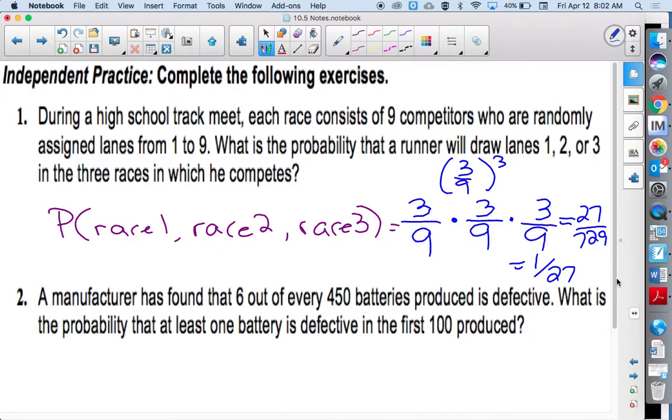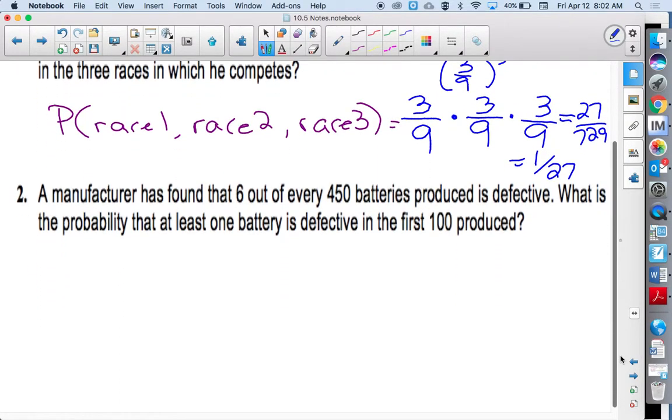Looking at the next one, this is going to be similar to the at least once. This one isn't as detailed though. So a manufacturer has found that 6 out of every 450 batteries produced is defective. If something's defective, what does that mean? Julian? It has problems that make it not work. Yeah, it's got some kind of problems. It's not going to work right. So 6 out of every 450 batteries is defective. They're not going to work right.